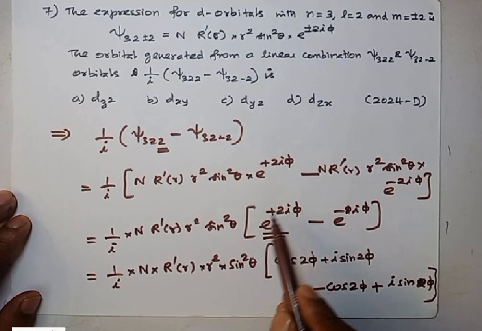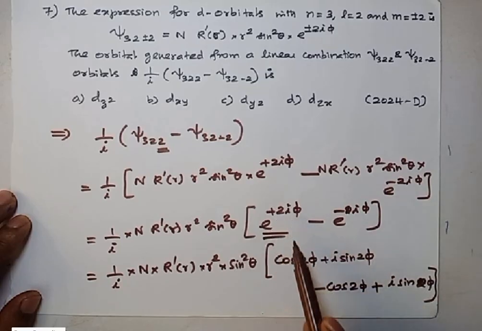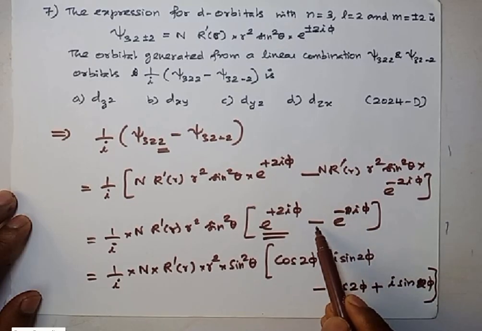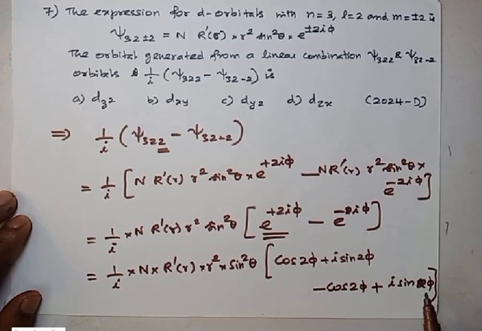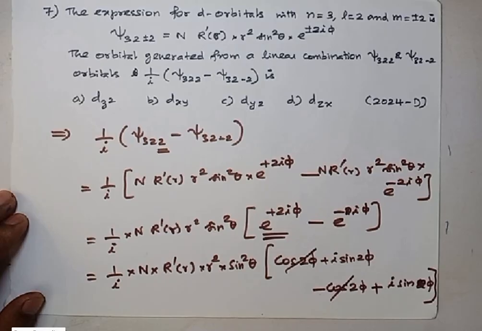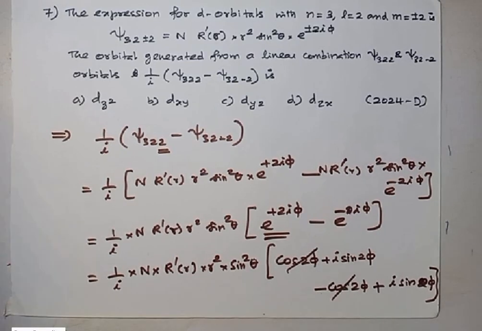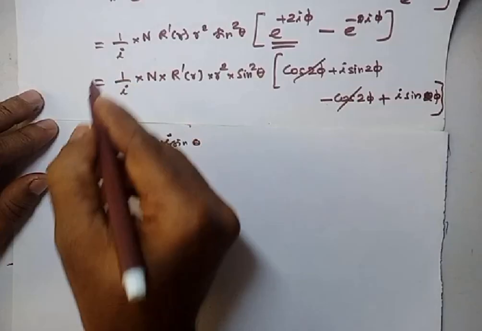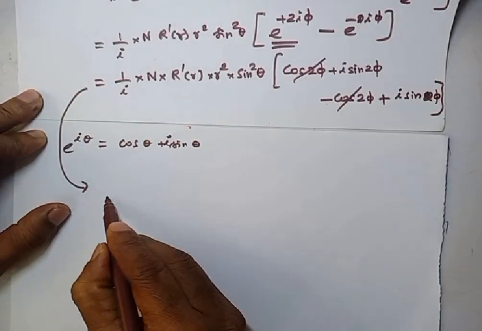Apply Euler's theorem. So e power plus 2i phi is cos 2 phi plus i sin 2 phi. E power minus 2i phi is cos 2 phi minus i sin 2 phi. We have a minus in front, therefore this becomes minus and this becomes plus. So the cos 2 phi terms cancel, and if I add the other two, I'll get 2i sin 2 phi. Okay, let me write it on the next page. Just copy down after this. Yeah, listen, we'll continue here. So what's the value?